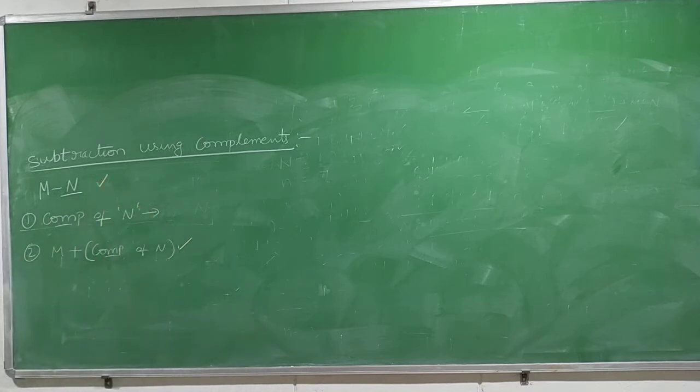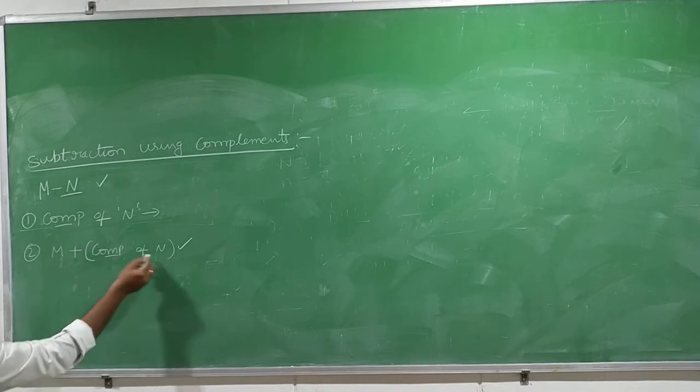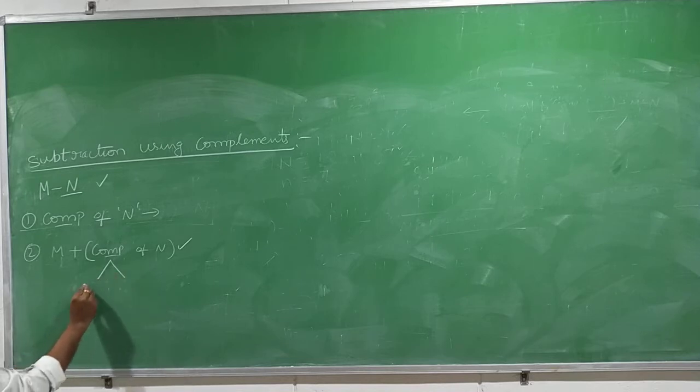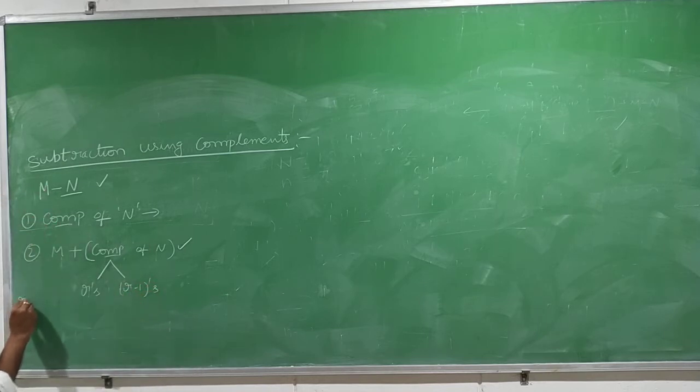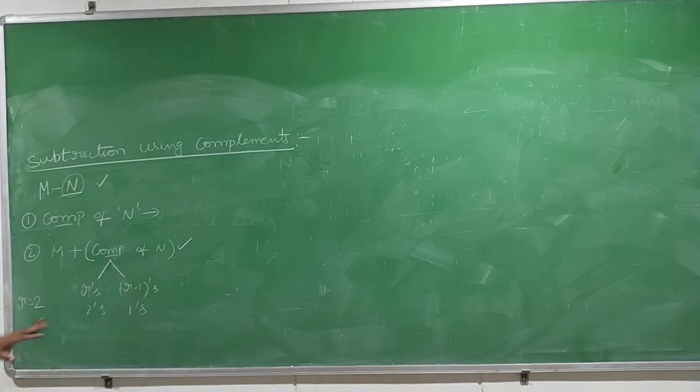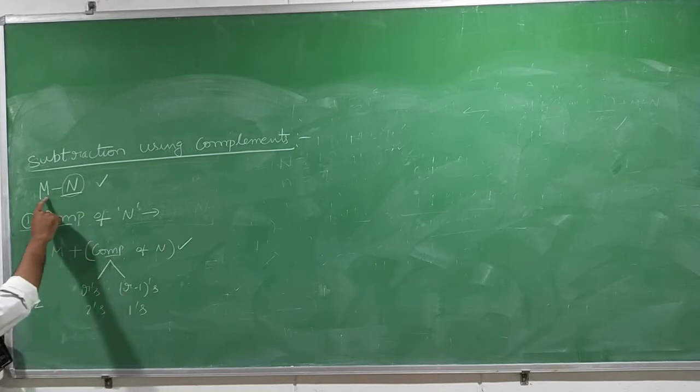Now, I told you complement of n. Here we have two types of complements: r's complement and r minus 1's complement, right? Suppose we are in the binary system, so r equal to 2. That means 2's complement or 1's complement. So if you want to perform m minus n, take the 2's complement of n or 1's complement of n, and after that you add that complement result to m. We will see the example.